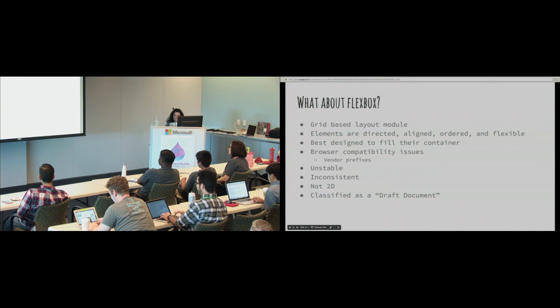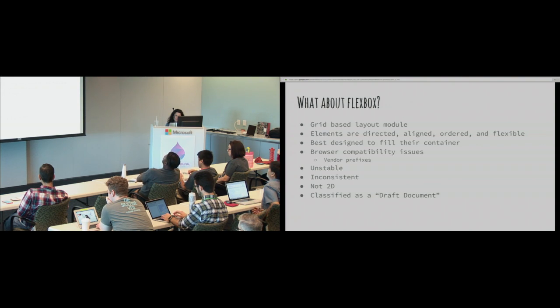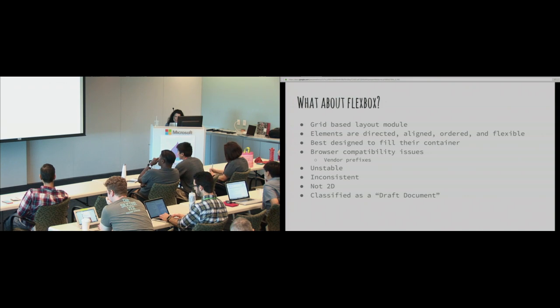I did mention Flexbox a little bit, so what about Flexbox? I had a hard time fitting it into the timeline, but I think it fits appropriately here. So what's Flexbox? It's a grid-based layout module that was created in order to arrange elements in an efficient way on the page. Flexbox items are directed, aligned, ordered, and flexible. Elements are designed to best fill the space on the container grid. And a quote from Rachel Andrew: grid layout for the main page structure of rows and columns, Flexbox for UI elements, anything you could linearize.